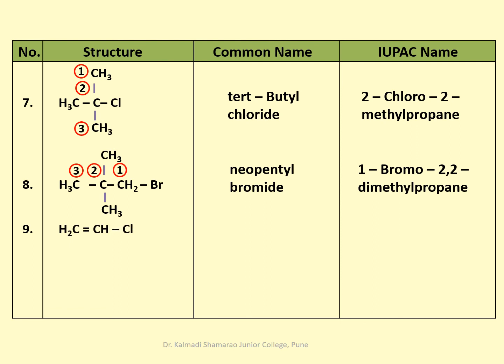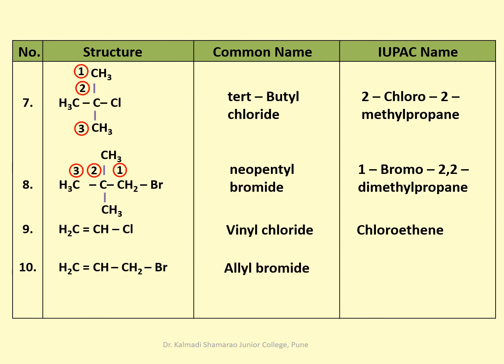Can you identify the CH2=CH- group? It is called vinyl group. So it is vinyl chloride and the IUPAC name is chloroethene. Now the CH2=CH-CH2- group. The common name of this group is allyl. So the common name of the compound is allyl bromide.